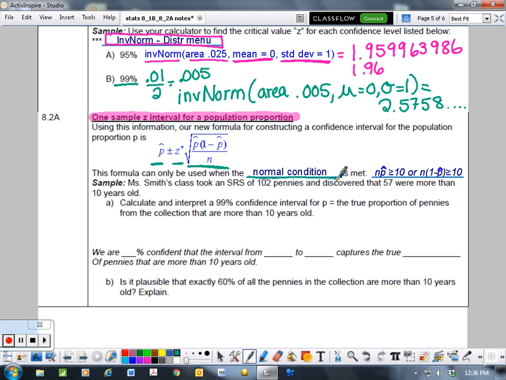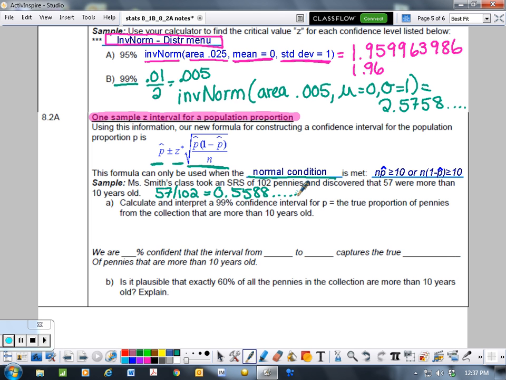random sample. So Miss class took an SRS of 102 pennies. We already checked the normal condition. We already checked independence. We already checked the random condition and discovered that 57 were more than 10 years old. So right now I'm going to calculate 57 divided by 102, which is 0.5588, so on and so forth.